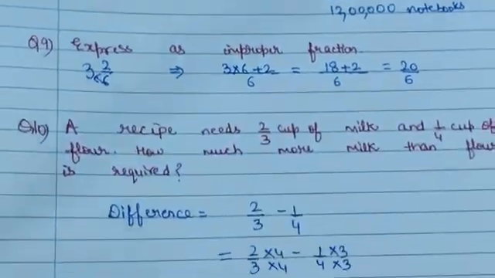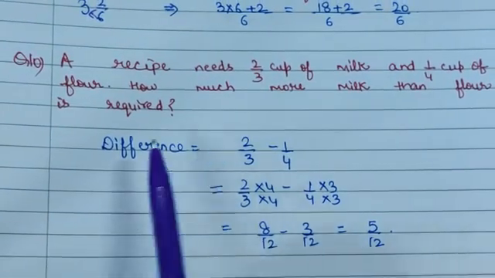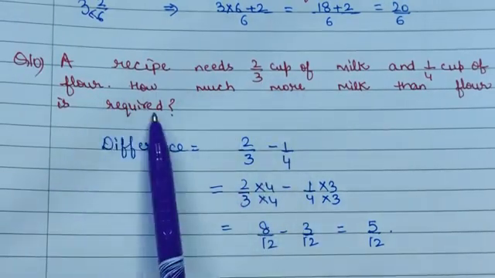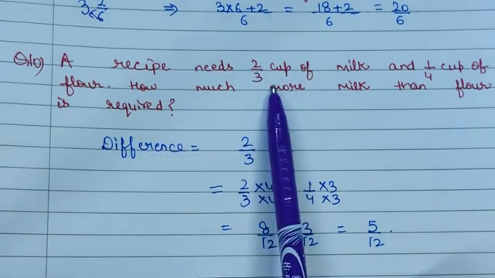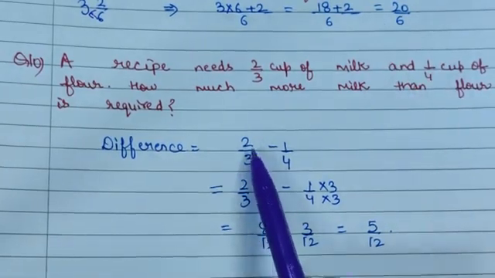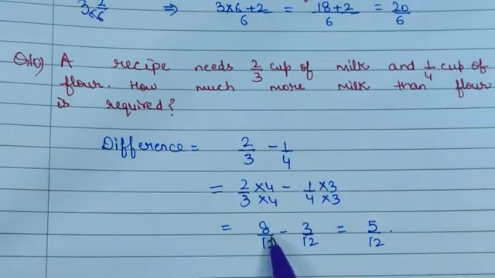Clear? Now in the next question, a recipe needs 2 by 3 cup of milk and 1 by 4 cup of flour. How much more milk than flour is required? So it means we will find the difference. Very obvious. So 2 by 3 minus 1 by 4. Now make the denominators the same. Multiply by 4 and multiply by 3. So what we get? 8 by 12 minus 3 by 12. So we get 5 by 12.